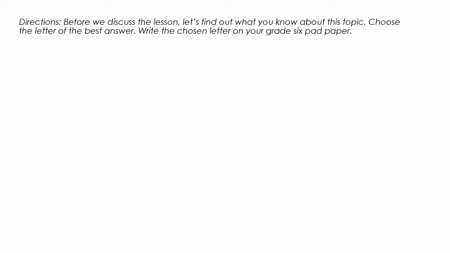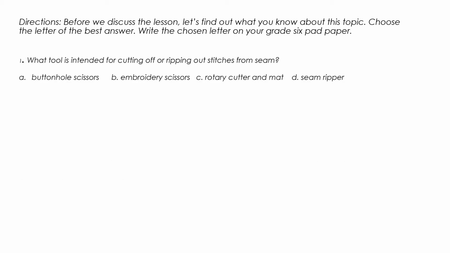Choose the letter of the best answer. Write your chosen letter on your paper. Number 1. What tool is intended for cutting off or ripping out stitches from seam? Is it A, buttonhole scissor, B, embroidery scissor, C, rotary cutter and mat, or D, seam ripper?